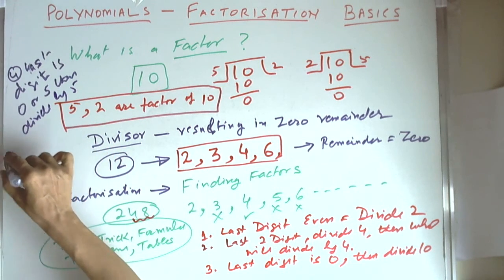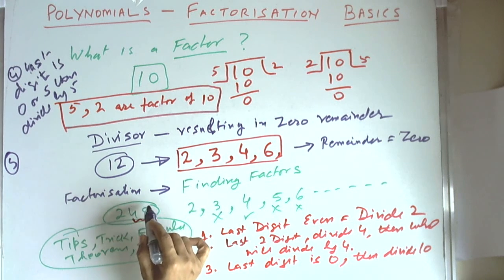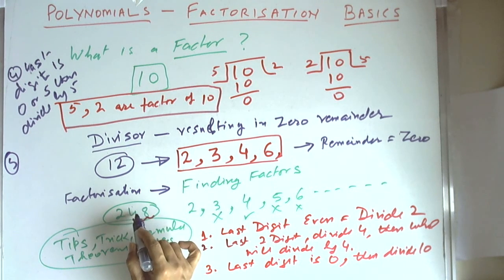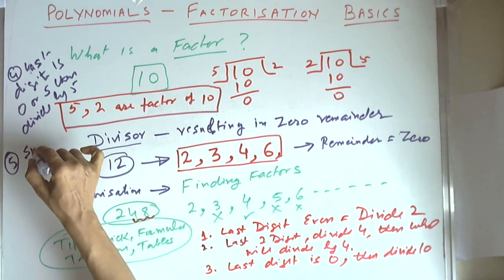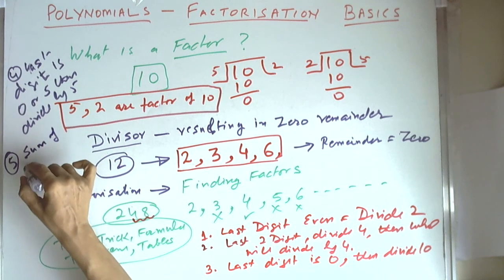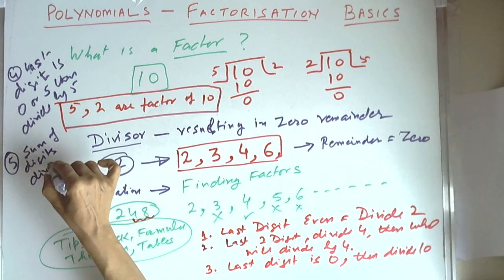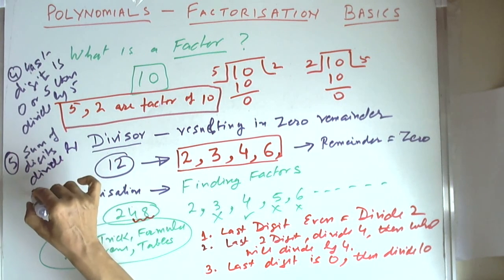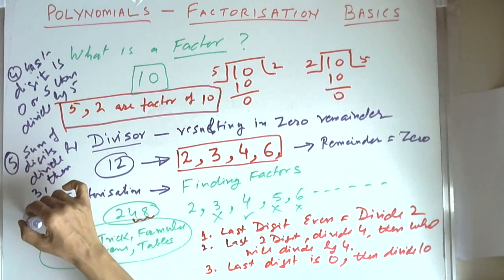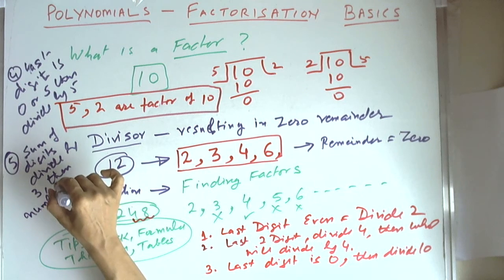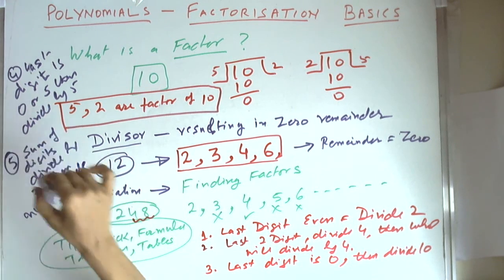And then we also know that if the sum of the digits of a number, for example 2 plus 4 plus 8, becomes 14, and if the sum of digits divides by 3, then the number will divide by 3.